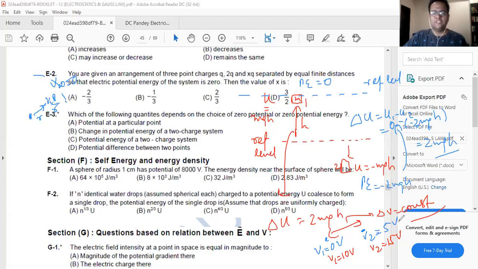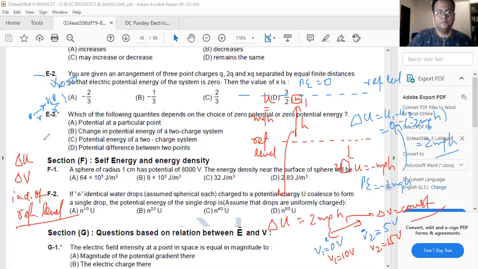Okay. So it is the potential energy difference or the electric potential difference which is more important and is independent of the reference level. Independent of the reference level. Okay. Let's move forward next.